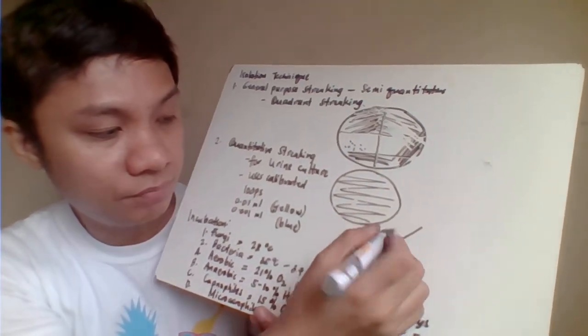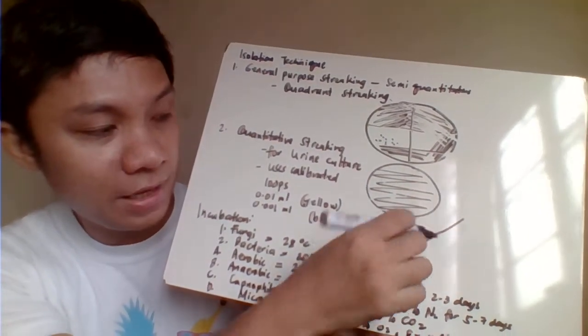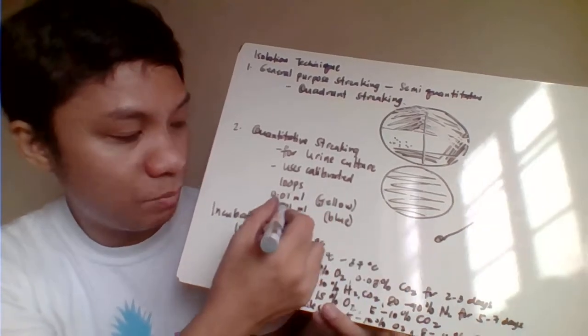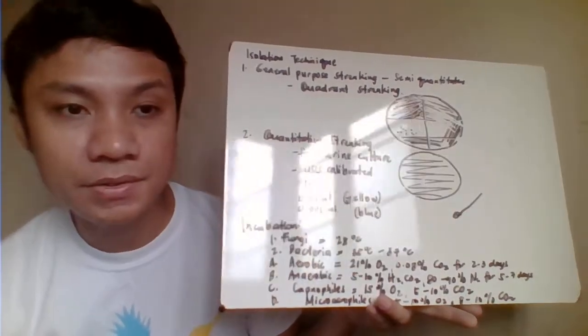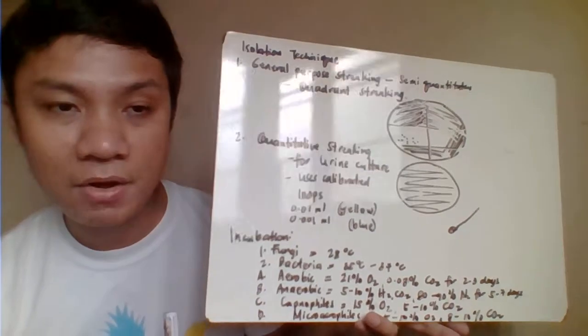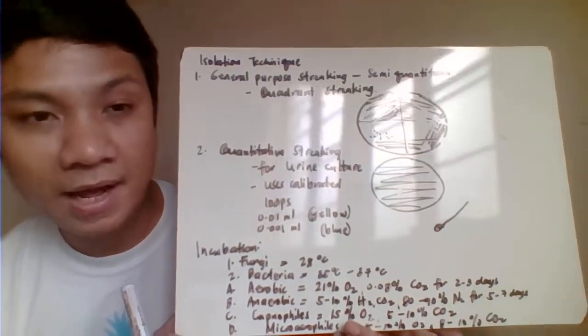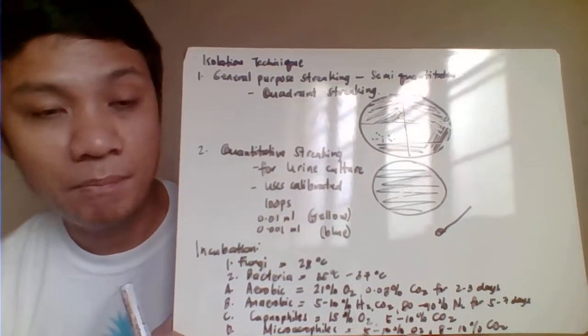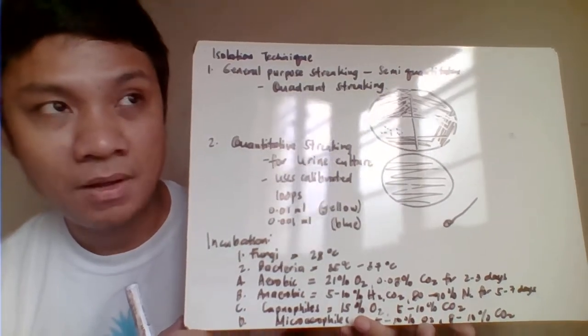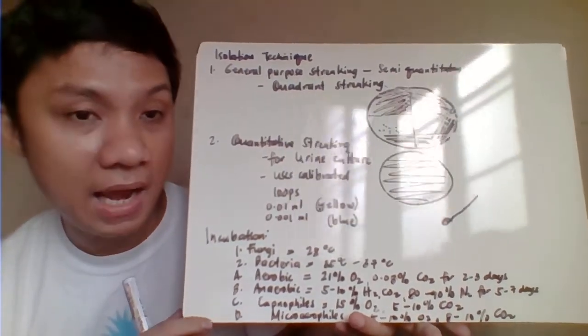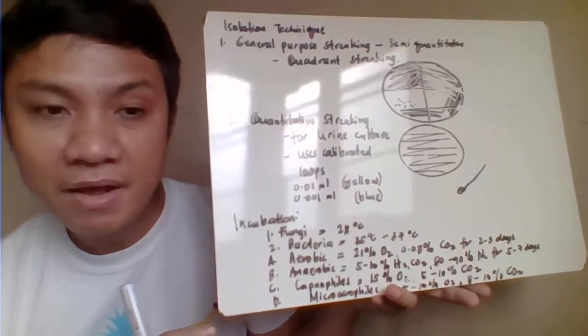So, parang ganun siya. Okay, so lalagay mo lang doon. So, ang content nito is 0.01 or the blue one, 0.001 ml. So, that would allow you then to measure the count and then try to report that one as colony forming unit per ml.